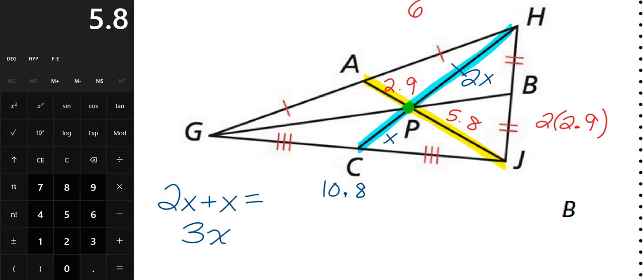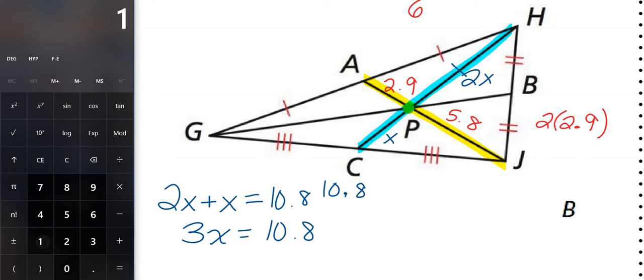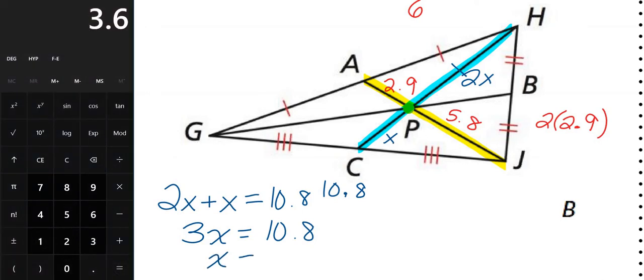And those 3 pieces are going to give you the length of the entire line segment, which they told us is 10.8. So think of this as 3x equals 10.8. So 10.8 divided by 3 is 3.6 for the little piece. So if they give you the whole thing for a median with one of these centroid problems, you're going to take the length of the whole median and divide it by 3. What you get is the little piece. So from P to C, this little piece is 3.6.